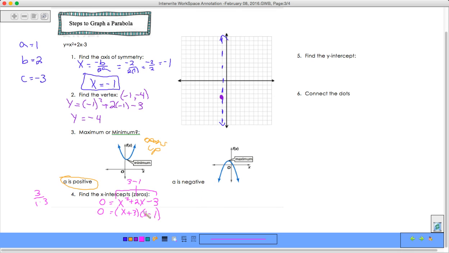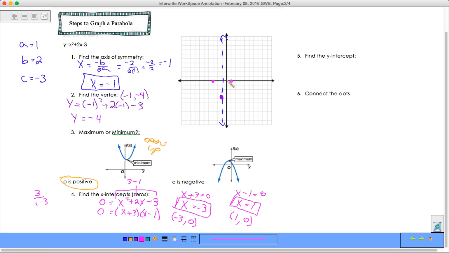Now I have to set both pieces equal to 0 to solve, so I have x plus 3 equals 0 and x minus 1 equals 0. Here I'd subtract 3 and get x equals negative 3. Here I'd add 1 and get x equals 1. Okay, so to write those as ordered pairs, it's going to be negative 3, and then we said y is 0, so comma 0. To be x-intercepts, the y value has to be 0. Okay, so I have negative 3, 0, and 1, 0.